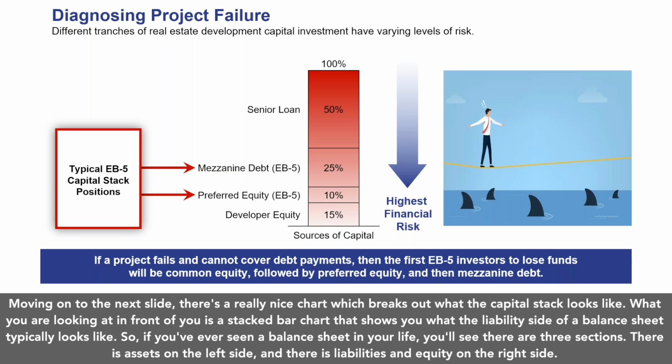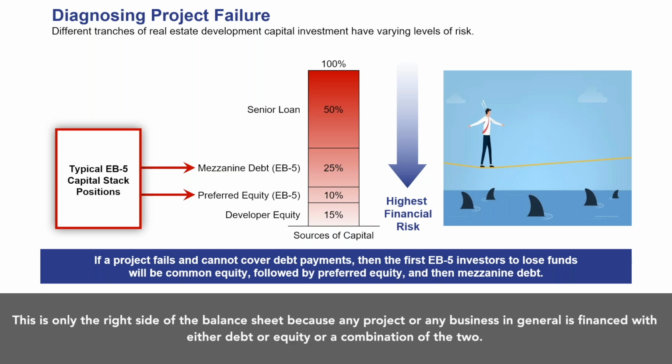If you've ever seen a balance sheet in your life, you'll see there are two sections: assets on the left side, and liabilities and equity on the right side. This is only the right side of the balance sheet, because any project or any business in general is financed with either debt or equity or a combination of the two.